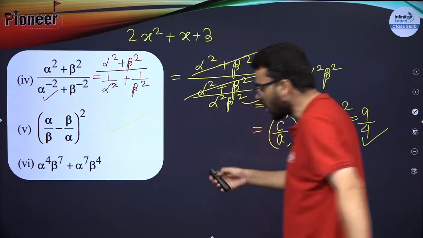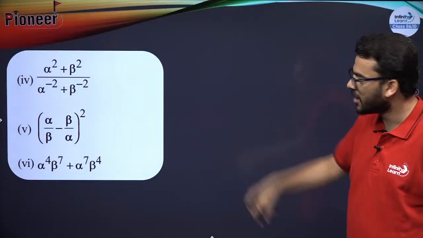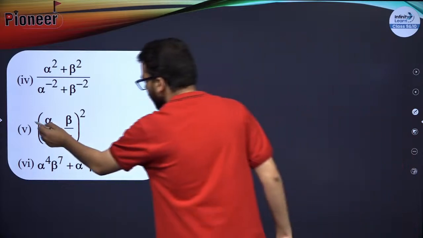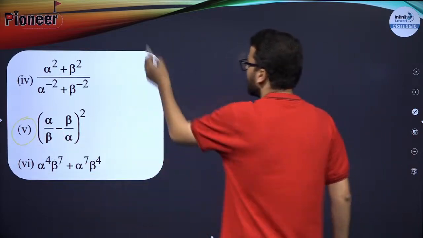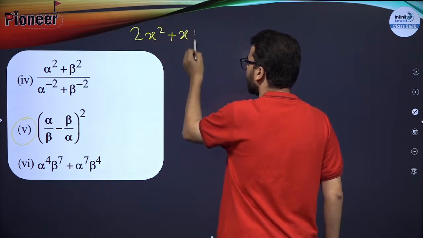And now I remember that I had left this space. So the second part of it you can do. This one you have to do now, the fifth part. So the quadratic polynomial was what? 2x square plus x plus 3.